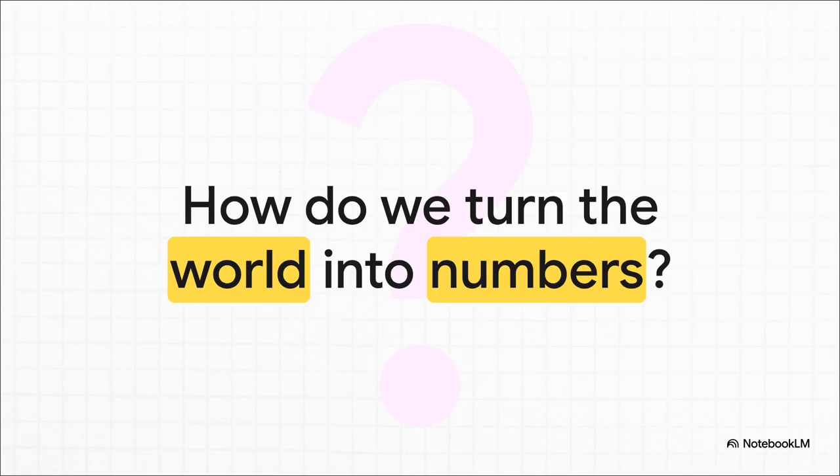Yeah, this is really the big question, isn't it? How do we turn the world into numbers? How do you take something kind of fuzzy, like, say, reading ability, or something super obvious, like hair color, and turn it into data we can actually work with?